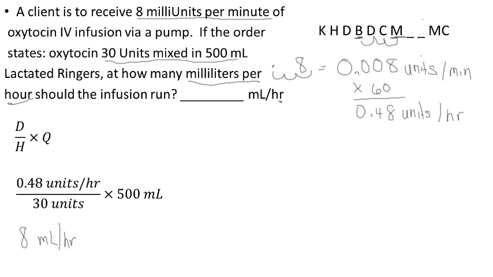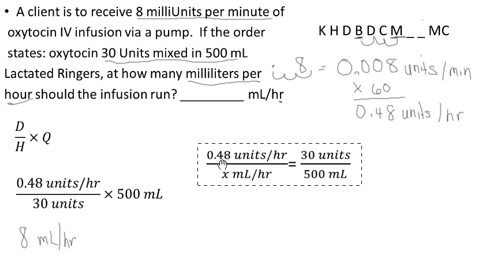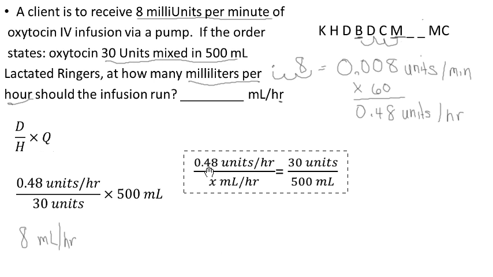Some of us prefer to set up a proportion. So in a proportion, we want to start with where we were at with the 0.48 units per hour. We're trying to figure out milliliters per hour, so we put the X milliliters per hour underneath. The per hours match and therefore cancel. In a proportion, we have the equal, so we need equal units in the same spot.